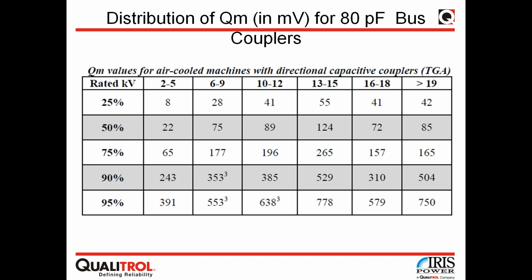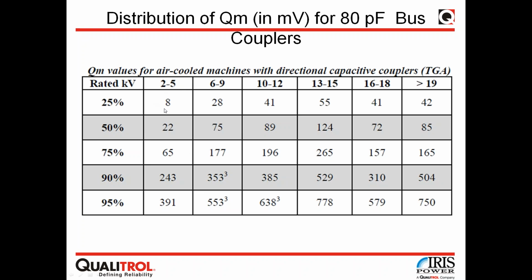This is a sample from our most recent database for the TGA instrument. So this will cover motors and smaller turbo generators equipped with 6 epoxy microcapacitors. What you see on the top is the rated voltage going in a group. So the first column is from 2 to 5 kV, and then going to the right for the higher voltages. And going vertically, you can see the distribution of the results.